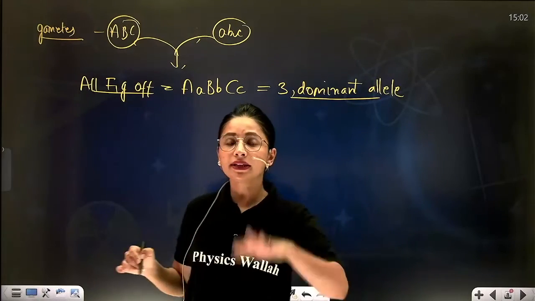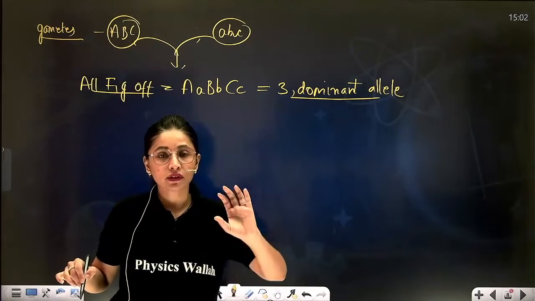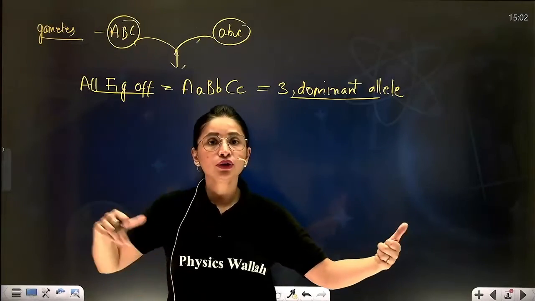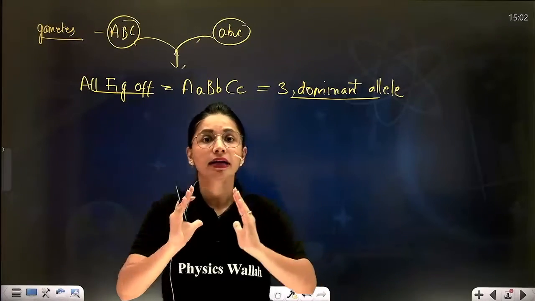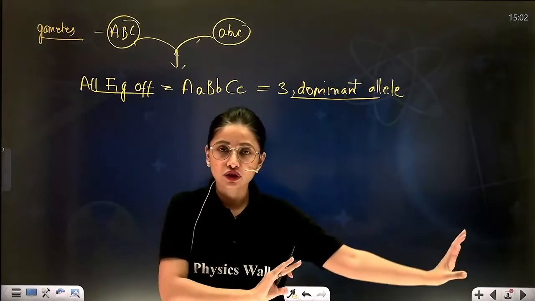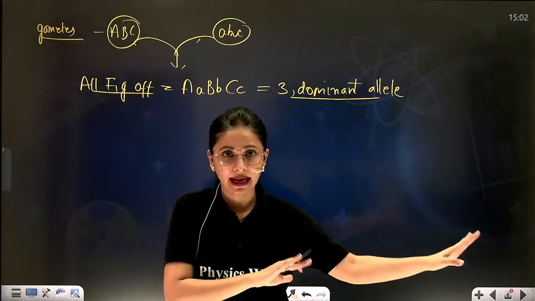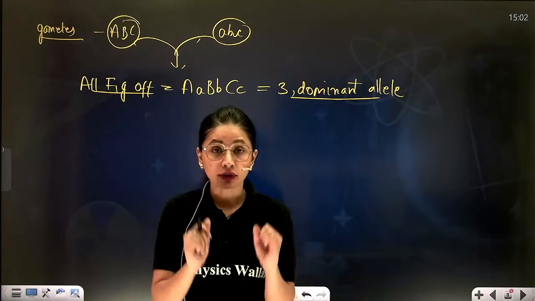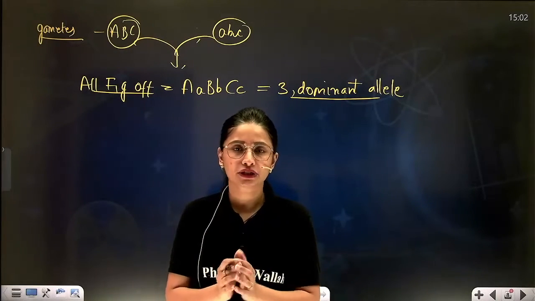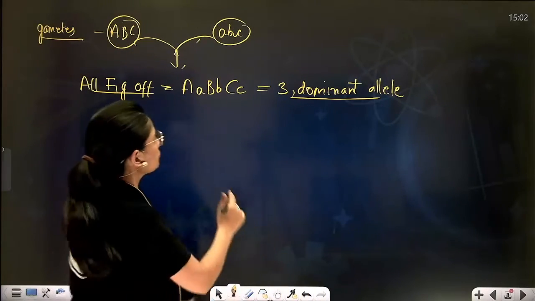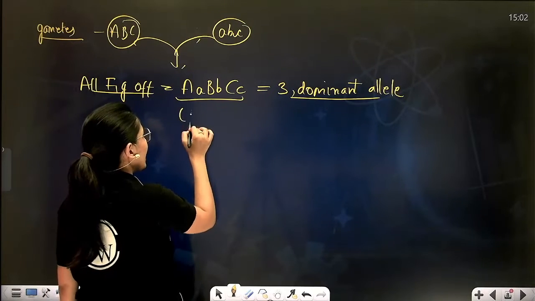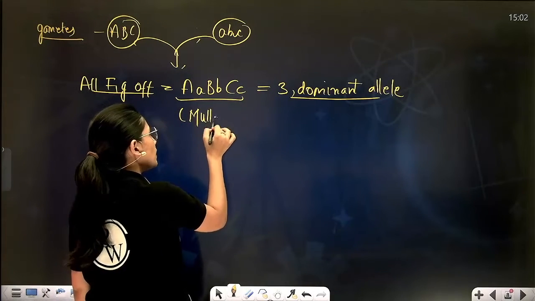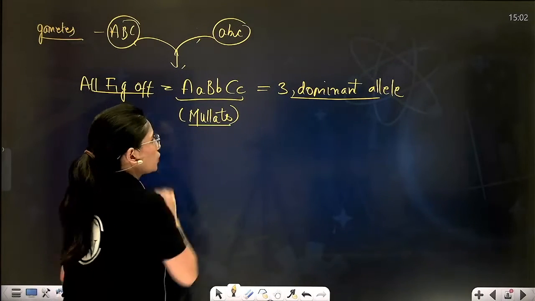So what will be the coloration? Coloration will be neither too dark nor too white. It will be intermediate. 6 dominant means maximum melanin. 0 dominant means no melanin. 3 dominant is an intermediate condition. So an intermediate amount of melanin will be synthesized and such color is known as mulatto.